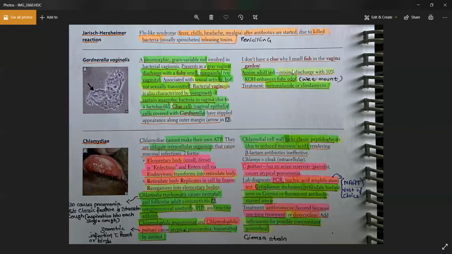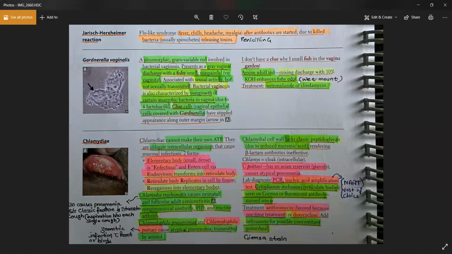And there is one more test, which is the amine Whiff test. What happens when you mix the KOH, the potassium hydroxide, in the discharge? You will get the enhanced fishy odor. So whenever you add the potassium hydroxide in the discharge, you will get the enhanced fishy odor, and this is the amine Whiff test. You will see the clue cells in the wet mount.